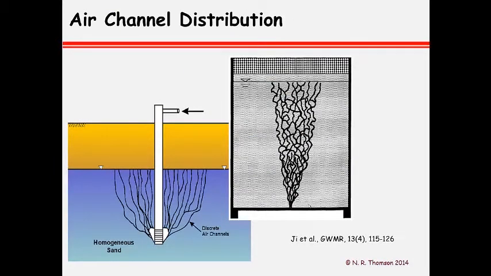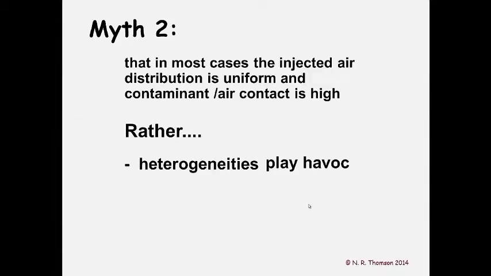So that sketch has been shown in the lab. On the right here is an image from an experiment in a laboratory tank. Myth 2, that in most cases the injected air is uniform and contaminant and air contact is high. Rather, since we have channel flow, heterogeneity plays a very important role. So to show how this would work, I turn to some modeling work that we have done.